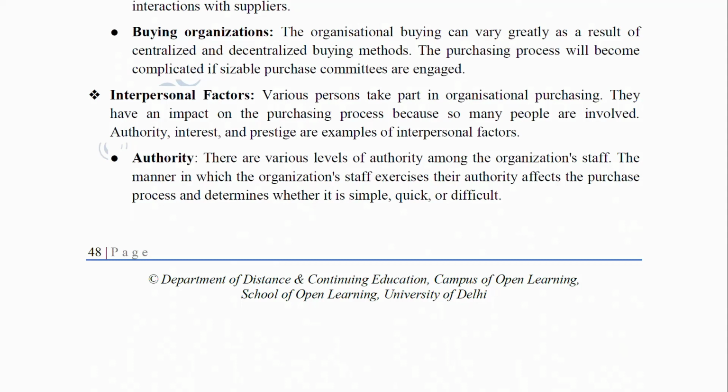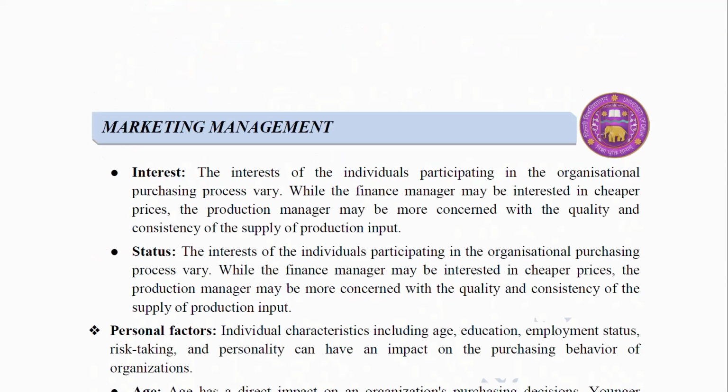The manner in which the organization's staff exercises their authority affects the purchase process and determines whether it is simple, quick, or difficult. Interest: the interests of the individuals participating in the organizational purchasing process vary. While the finance manager may be interested in cheaper prices, the production manager may be more concerned with the quality and consistency of the supply of production input.